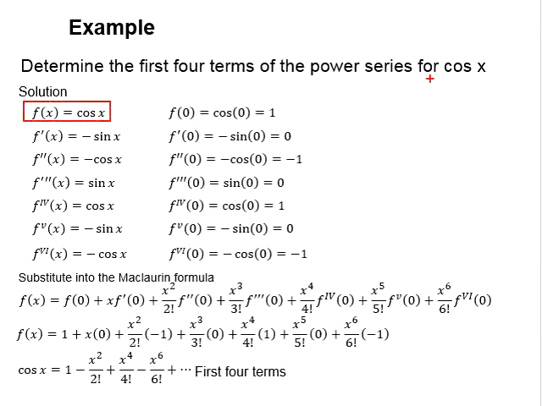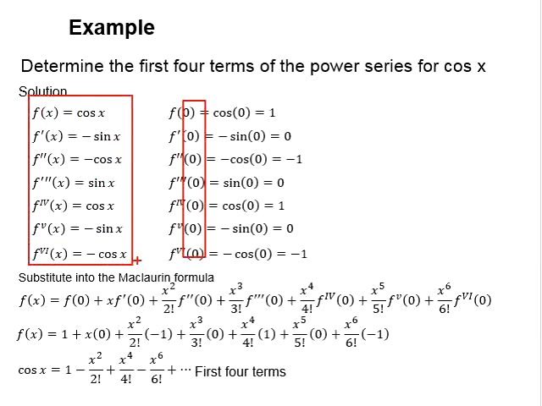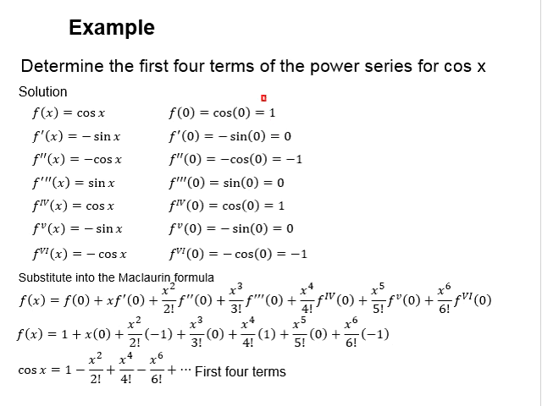Given f(x) equals cos x, differentiating this gives you negative sine x. Differentiating it, you get negative cos x, and so on and so forth. Now you have a list of the differentiations here. Substitute 0 into the list of the functions here, which will give you 1, 0, negative 1, 0, 1, 0, negative 1.